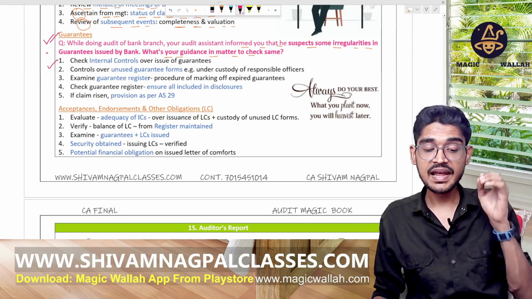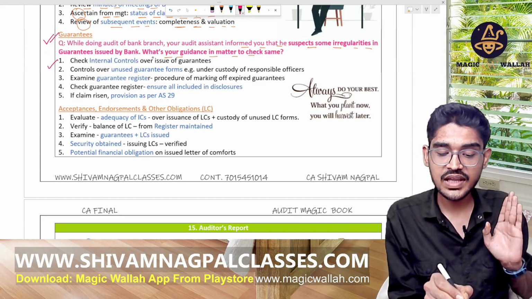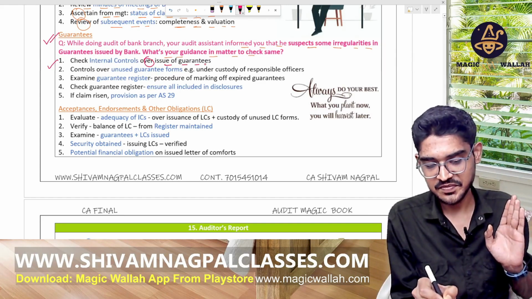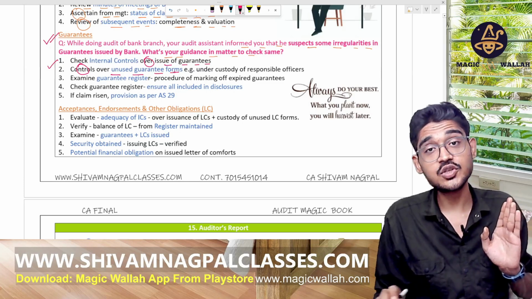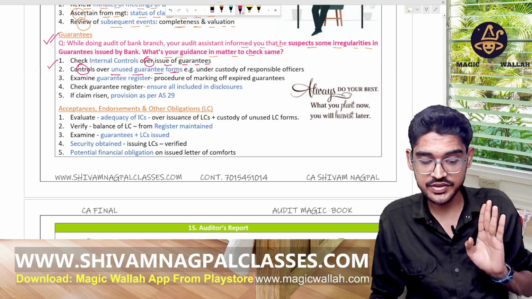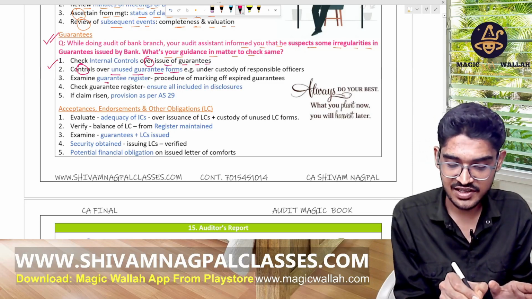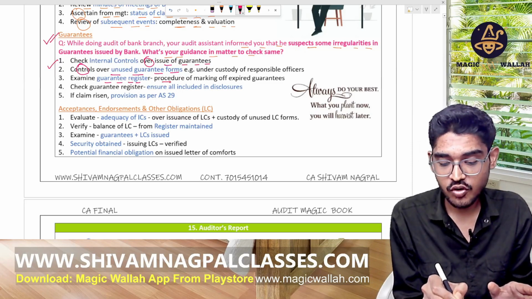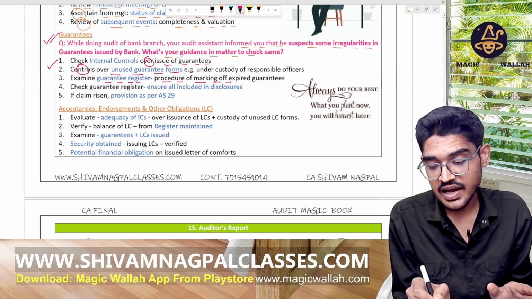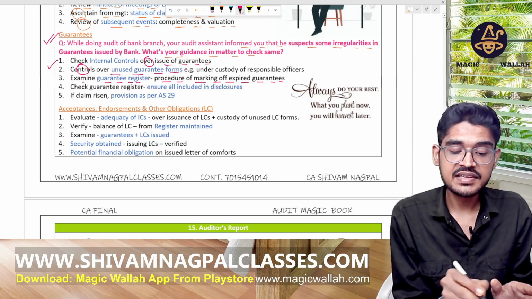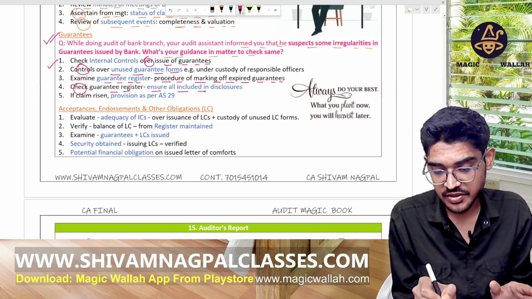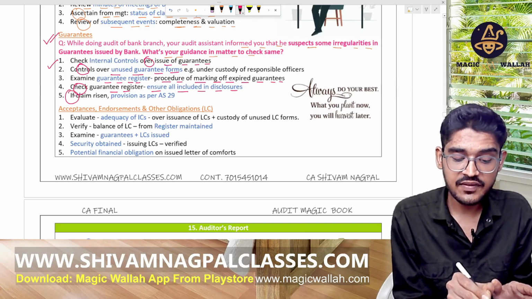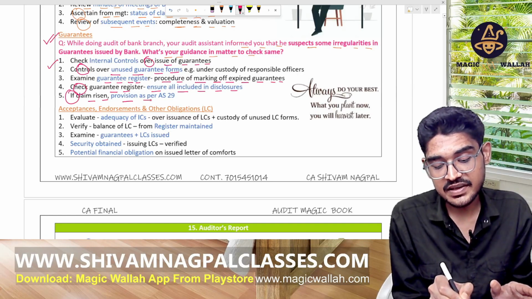Check the internal control over the issuance of the guarantees. Control over the unused guarantee forms. These should be under the custody of the responsible officer. Examine the guarantee register also. The procedure for the marking of the expired guarantees. Check the guarantee register. Ensure all are included in the disclosure. If a claim is raised, then it should be as per the ES9.